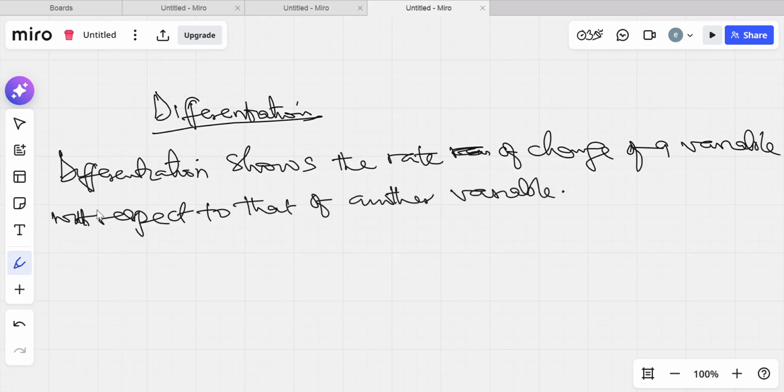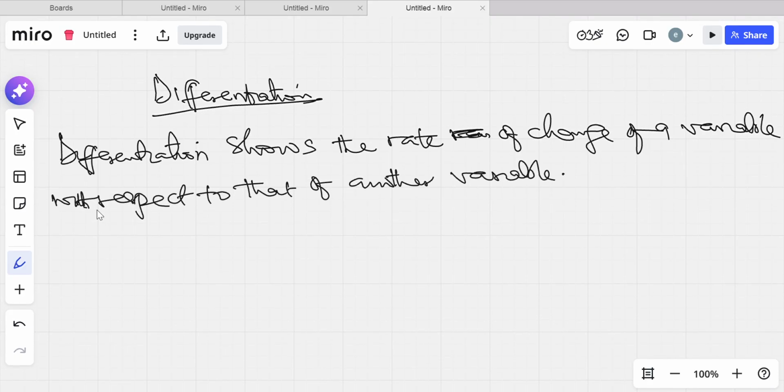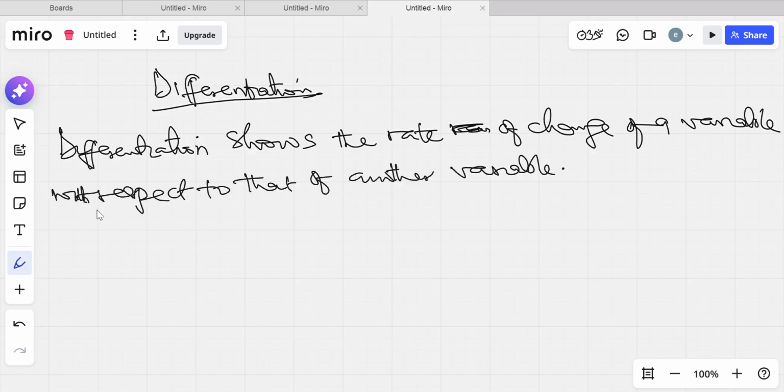So what could a variable be? Salary: the rate of change that occurred in salary, either an increase or decrease in salary, could be with respect to what? The time it happened. Or the rate of change of population with respect to the weather, and so on and so forth. So these are the basic functions in differentiation.